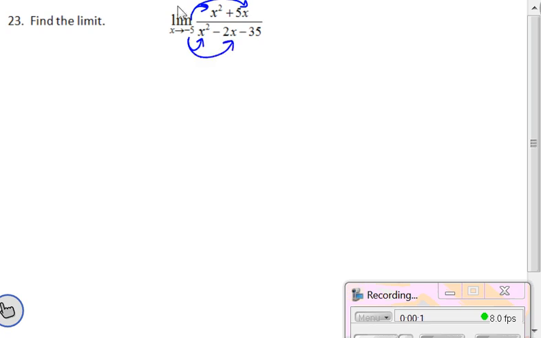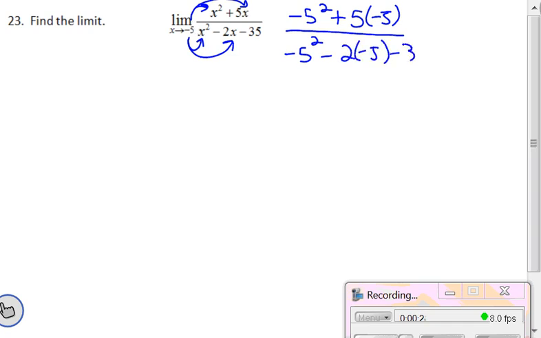So in this example, we're going to put in the -5, like it says there. And so -5 squared plus 5 times -5. That's the numerator. See what that gets. And on the bottom, we have -5 squared minus 2 times -5 minus 35. Okay, so what does that get us? So on the top, we get 25 and -25, so you get 0 on the top. And on the bottom, we get 25 plus 10 minus 35, you get 0.